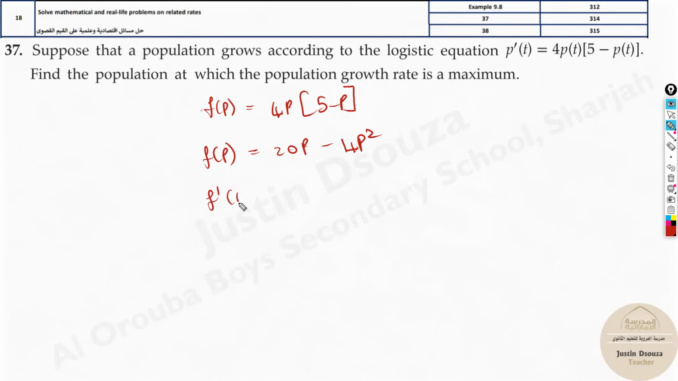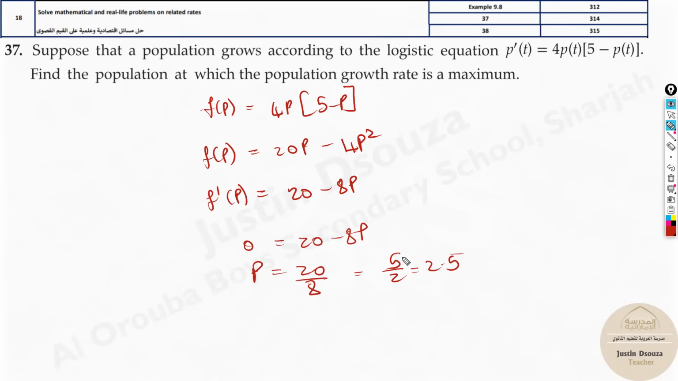Now we need to derive it, find the f prime. It will be 20 minus 8p. This is it. Now you can find the critical number by making this equal to 0. What's the answer? Take this to the other side, it will be p equals 20 divided by 8. The table of 4 goes in this. 5 by 2, that is 2.5. So this is the critical number.